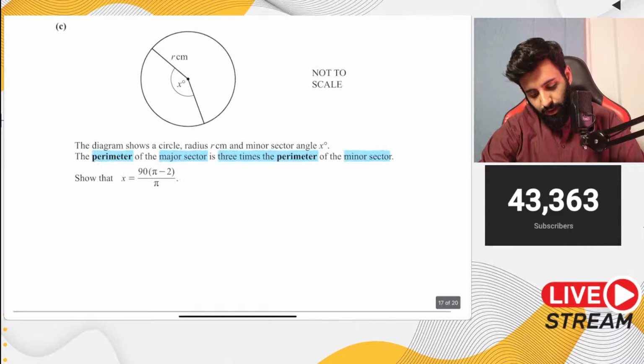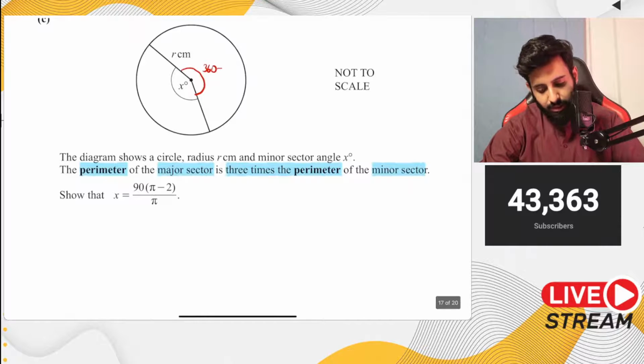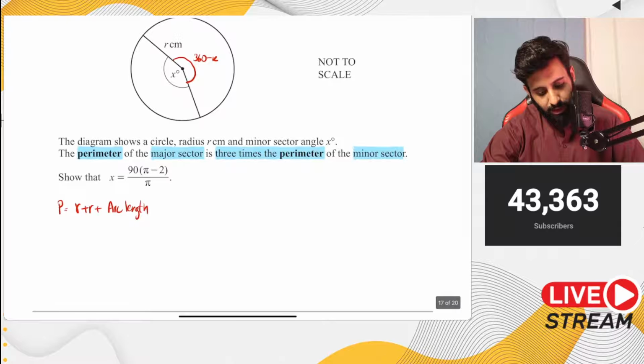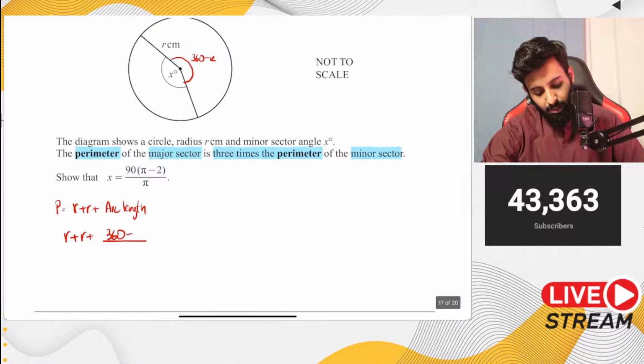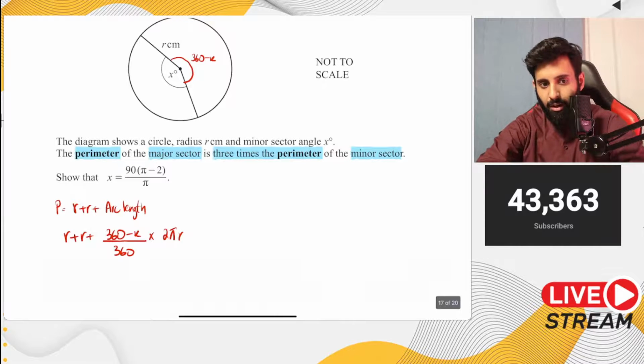So for the major sector, the angle that we're going to take will be 360 minus x. And notice that we're talking about the perimeter. So perimeter equals what? Perimeter equals r plus arc length. So r plus arc length, which means r plus 360 minus x upon 360 multiplied by 2 pi r. This will give us the perimeter of the major sector.